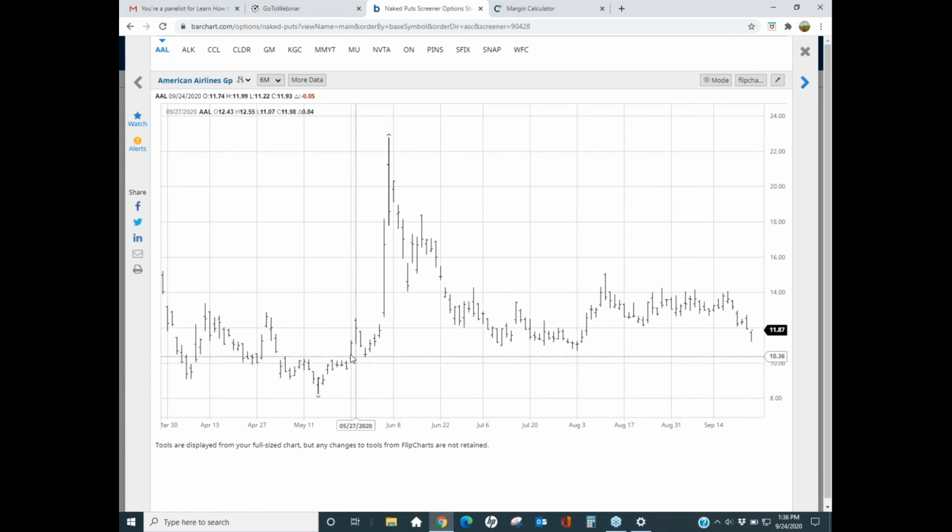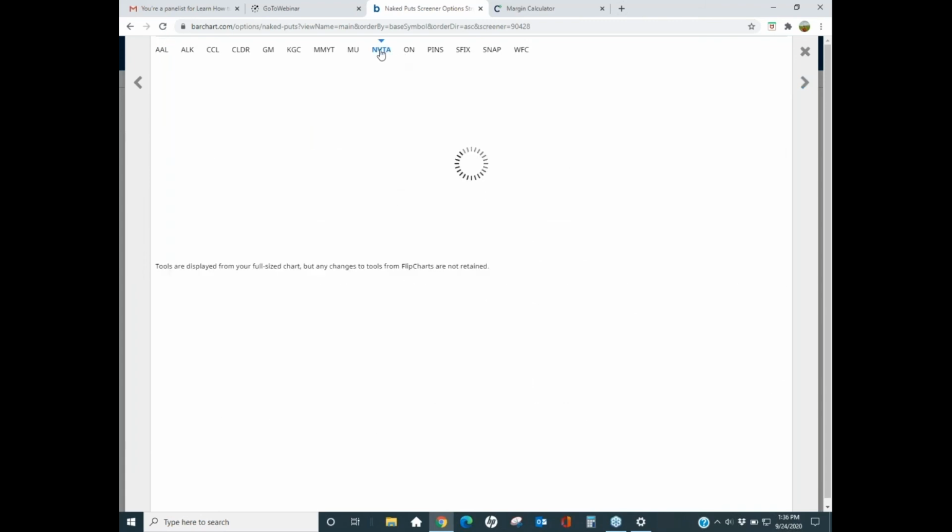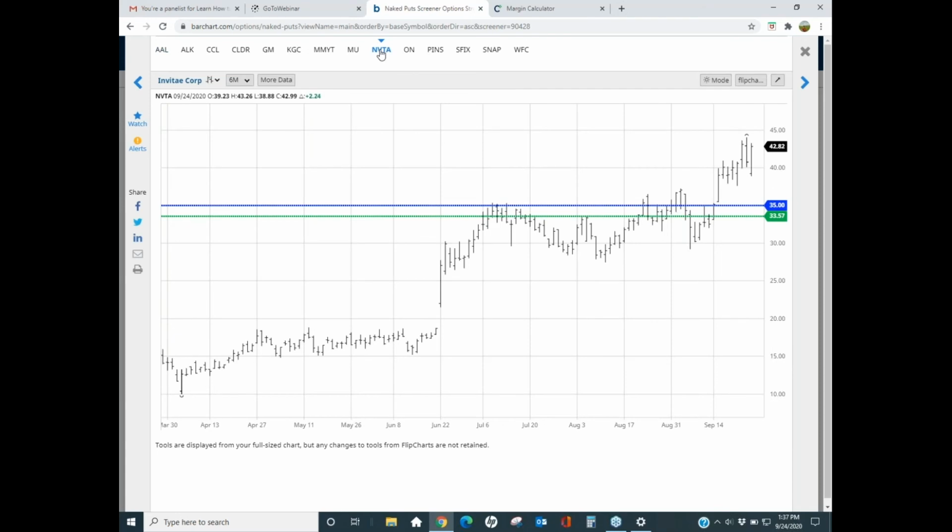Oh, excuse me. This is American Airlines. Let me do that. Apologize. All right, uptrend. Nice uptrend here. Where will I feel comfortable being long this one? Around $35. So where would I be looking to set a stop? Probably down around 33.50 or a little bit below that.